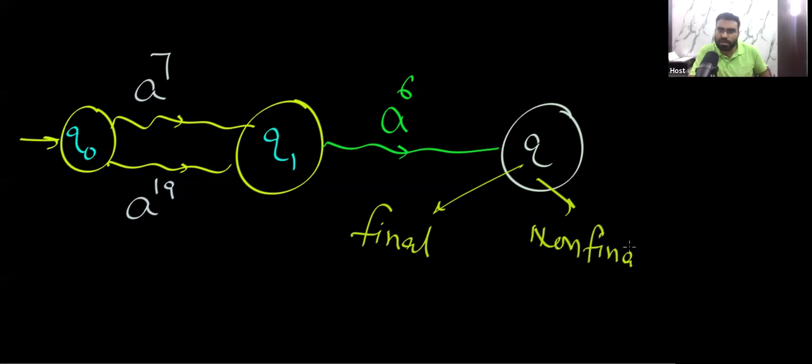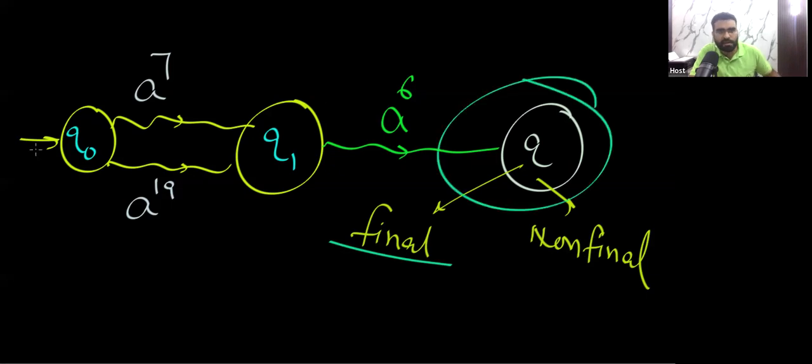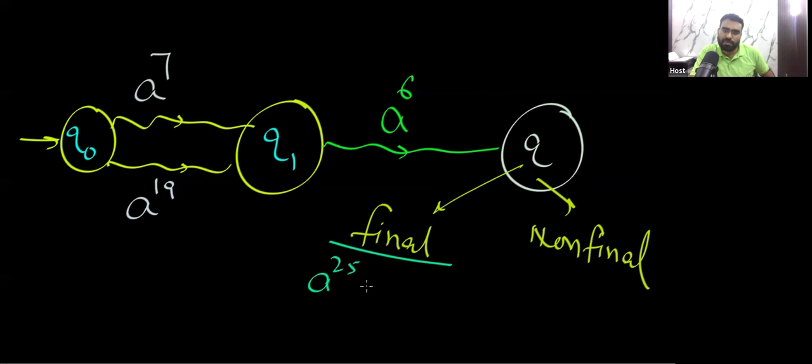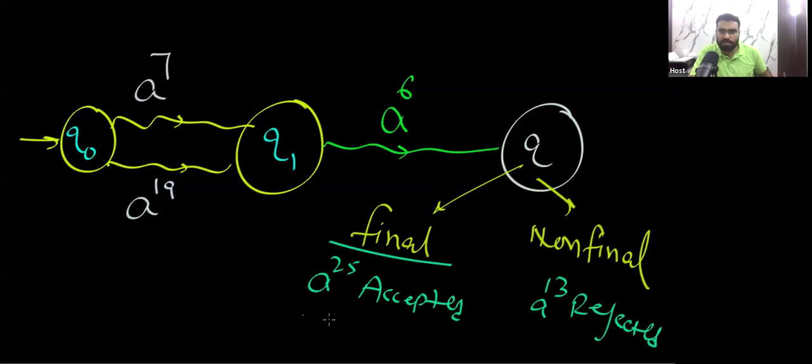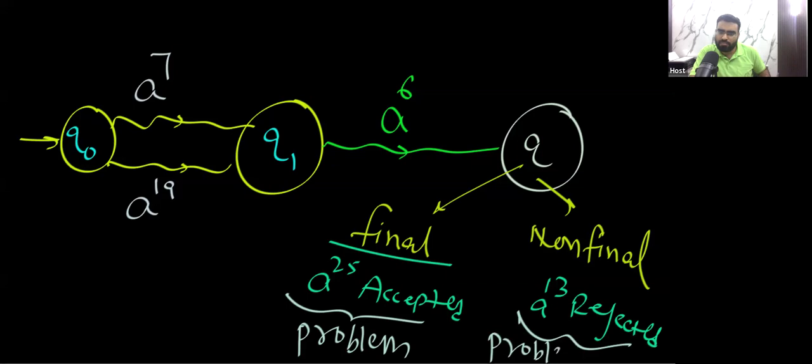Can you notice? If you go to final, then what is the problem? If you make it final, then you can notice a power 25 is accepted. And if you make it non final, then a power 13 is rejected. Is this clear? So problem. Did you understand? Please tell me.